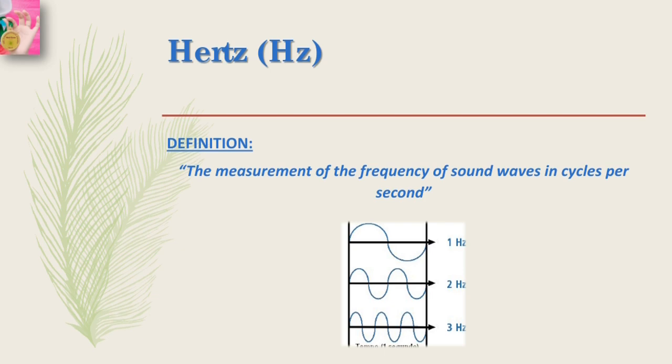As we have discussed, objects that vibrate slowly create low frequency sound waves, whereas rapidly vibrating objects produce high frequency sound waves. So the frequency of sound waves is measured in hertz units, the number of vibratory cycles per second. So the human ear is sensitive to sound waves in the range of 20 to 20,000 hertz.